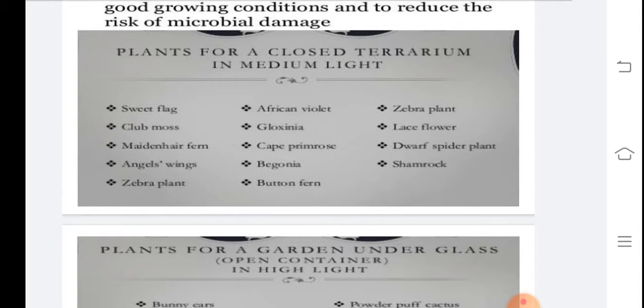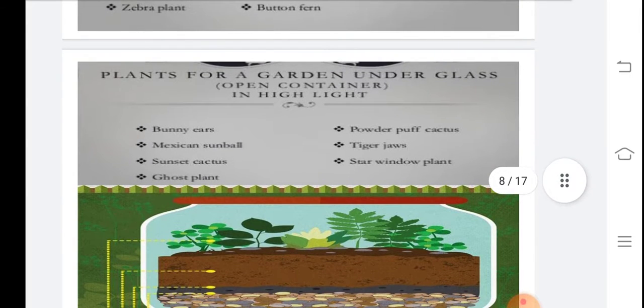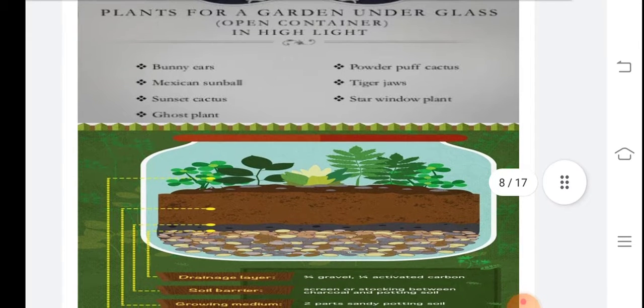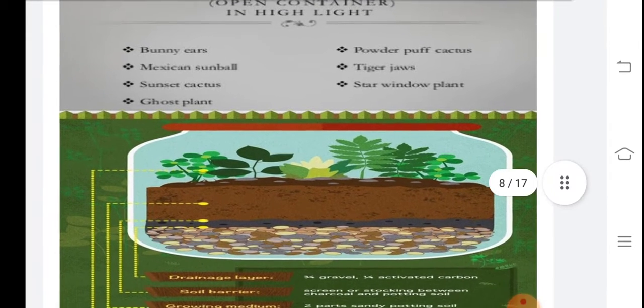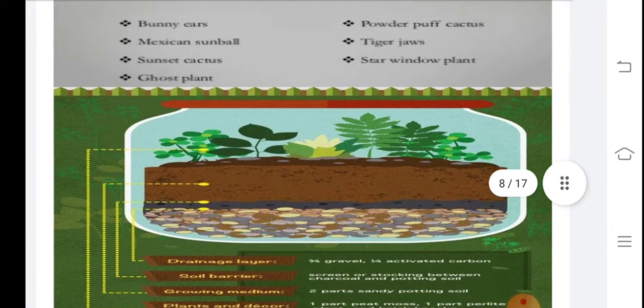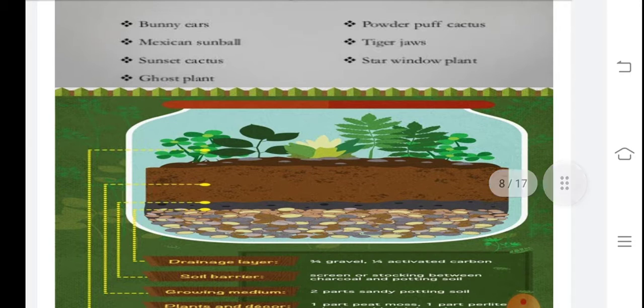Then less flowering plants are there. So these are good examples of plants generally used for a garden under glass. So how do we plant this? Here you observe some standard examples of how to fill it.